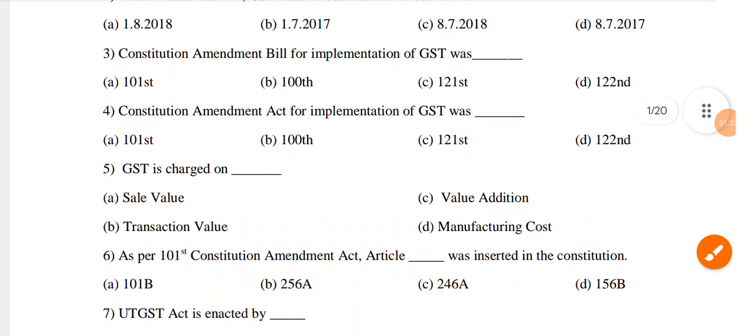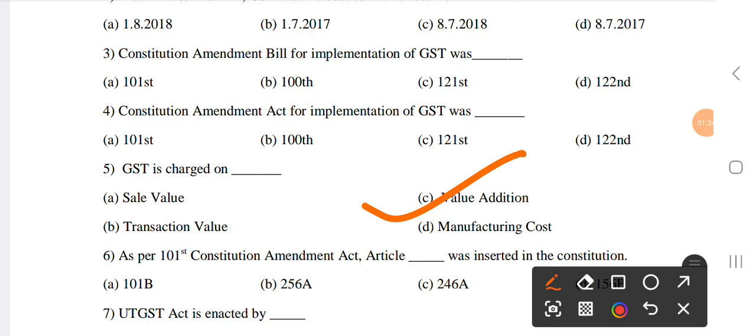Next question, GST is charged on dash. Option A sale value, B transaction value, C value addition, and D manufacturing cost. The correct option is C, value addition.